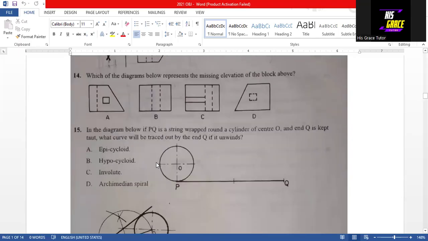Then question 15. In the diagram below, if PQ is a string wrapped around a cylinder of center O and Q is kept taut, what curve will be traced out by the end Q if it's unwound? Okay, so the answer is involute. Option C is the answer to question 15.